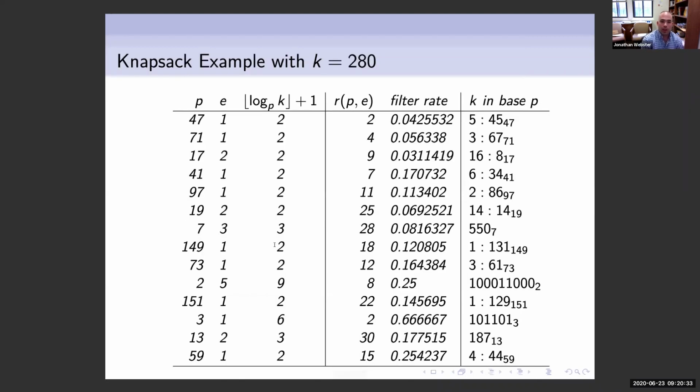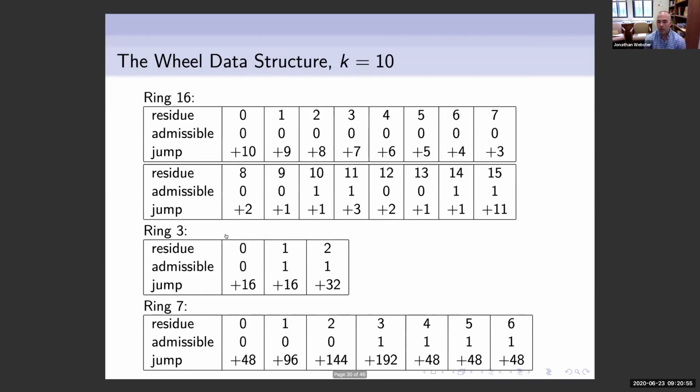So here's a larger, more robust example. You can see that for large primes, almost always the exponent you would want to consider will be 1. For the small primes, you might consider higher powers. You can see the 2 to the 5th and the 7 cubed. And you see this data. Anyway, so here's our wheel data structure. Let me go back really quickly to remind you where these numbers come from.